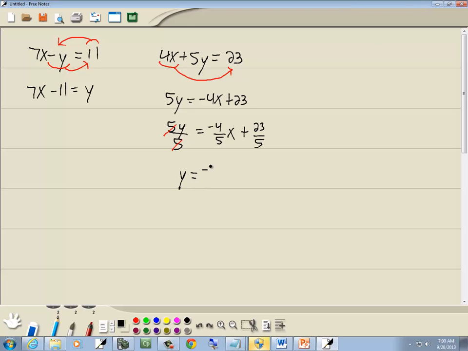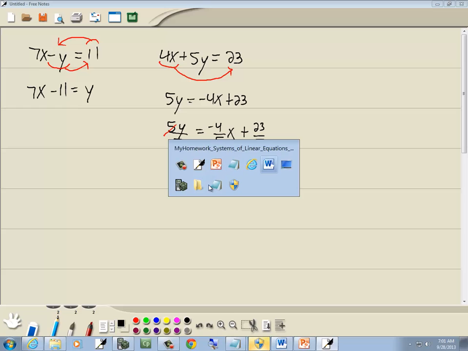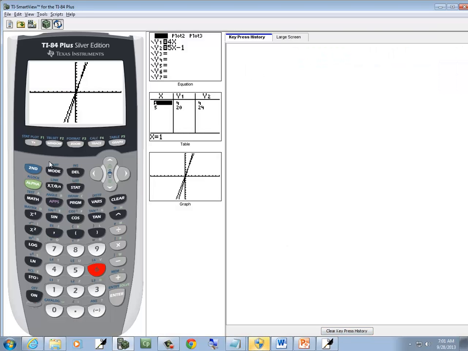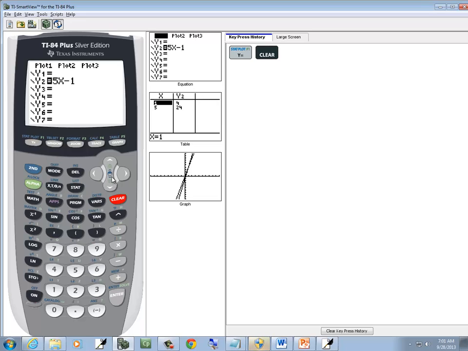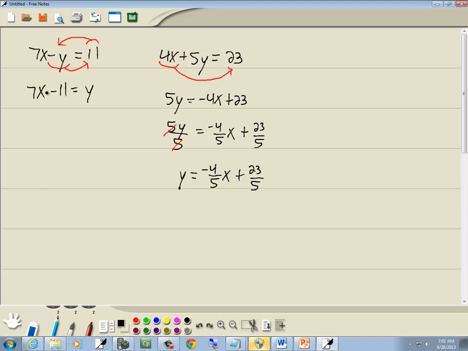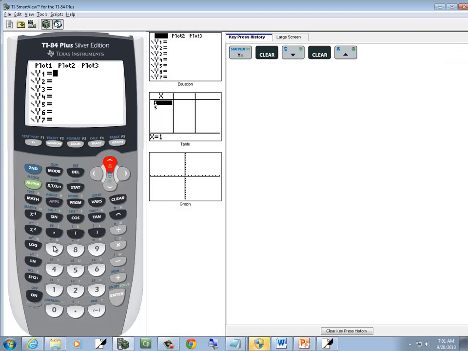And we got y is equal to negative 4/5 x plus 23/5. Now we got both of these solved for y. I'm going to put one of them on y1, one of them on y2. So I'm going to press my y equals, clear, and I'm going to down arrow to y2 and press clear. I'm going to up arrow back to y1, and I'm going to put 7x minus 11 there. So I got 7x minus 11.